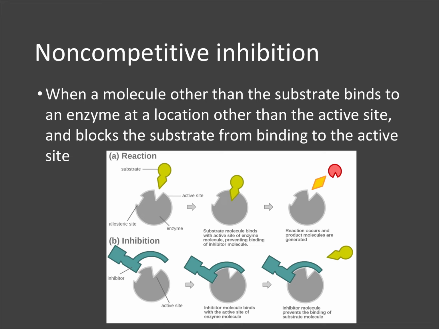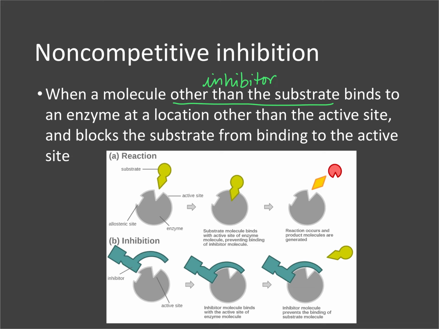Non-competitive inhibition has the same outcome as competitive inhibition in that the enzyme is not able to access the substrate to catalyze the reaction. However, it's accomplished in a slightly different way. Non-competitive inhibition occurs when a molecule other than the substrate binds to an enzyme at a location that's not the active site, but it still blocks the substrate from binding to the active site. So when we say a molecule other than the substrate, this would be our inhibitor. And it's going to bind to the enzyme. It's just going to bind to it in a spot that is not the active site.